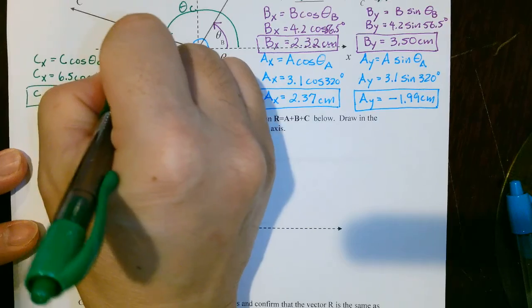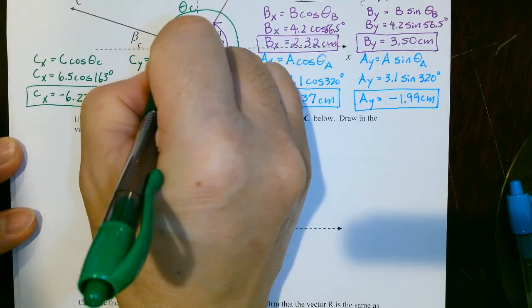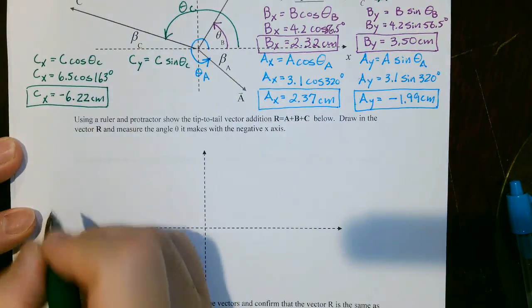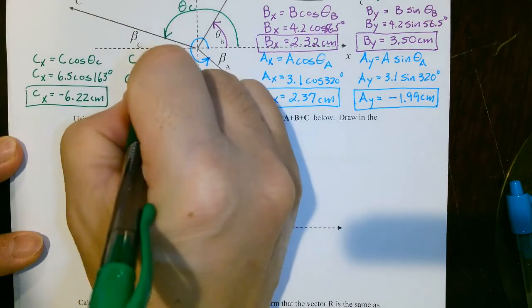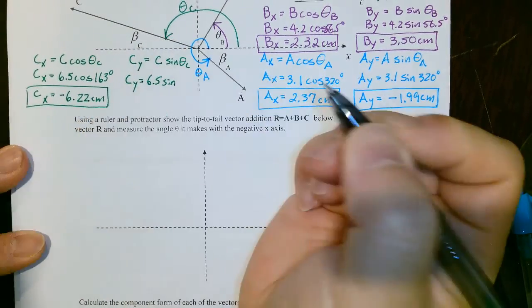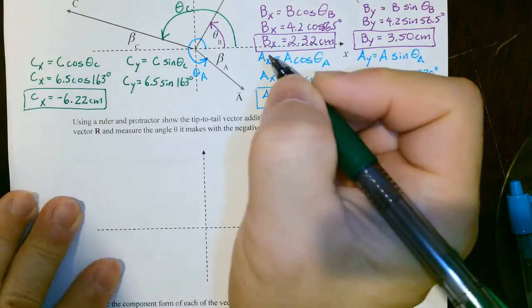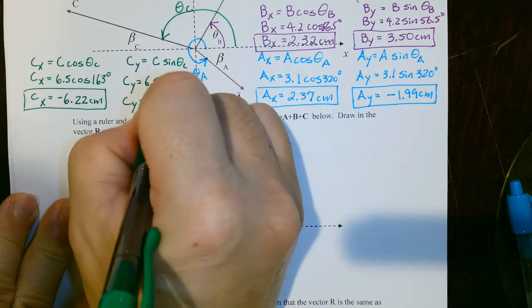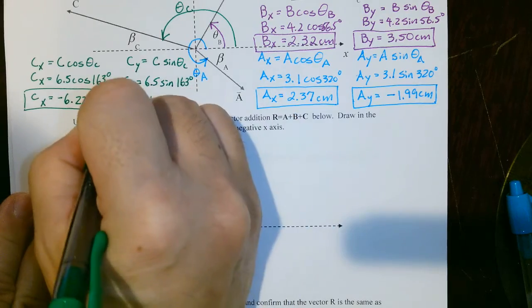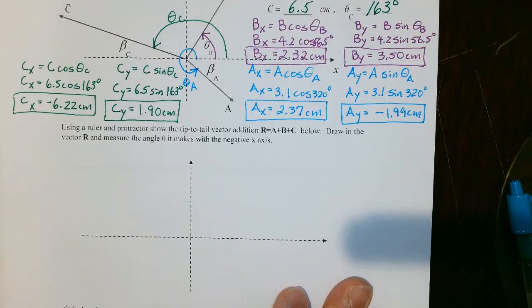And then for Cy, you get C times sine of theta C. So my Cy is equal to 6.5 times sine of 163. So my Cy is equal to 1.90 centimeters. All right, so we have all that figured out.